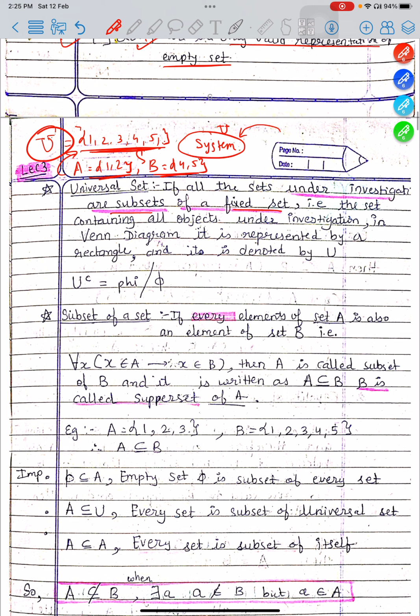So that is the set containing all objects under investigation. In a Venn diagram it is represented by a rectangle. Venn diagram we'll talk about later, which is a diagram to represent a set, and the universal set is denoted by U.